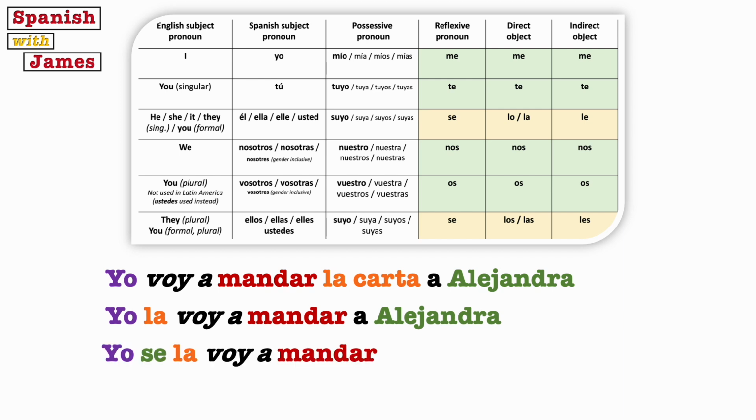If I now replace Alejandra with "se," the indirect object pronoun, that goes first of all. So it goes indirect, then direct, and then your verbs. "Se la voy a mandar," or "yo se la voy a mandar."